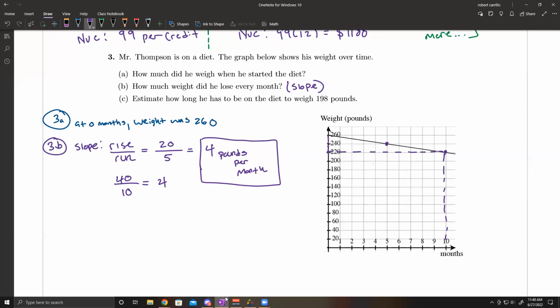Okay. Awesome. So then question C, estimate how long he has to be on the diet to weigh 198 pounds.